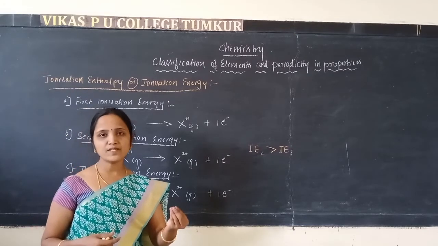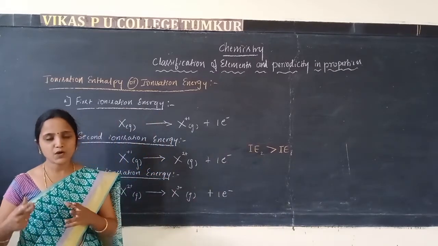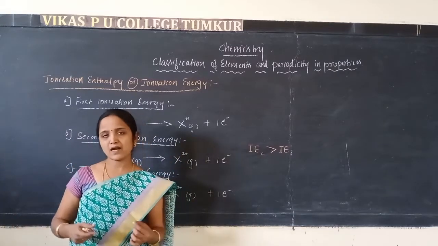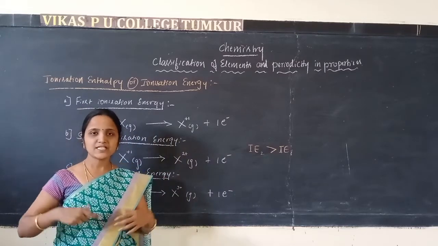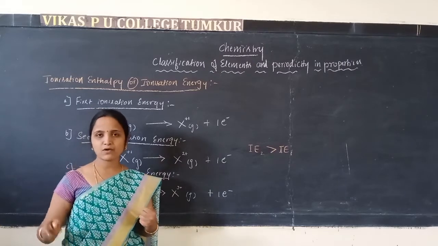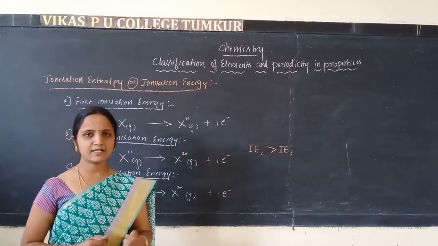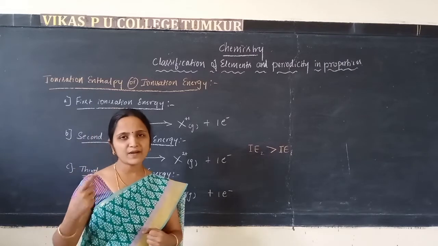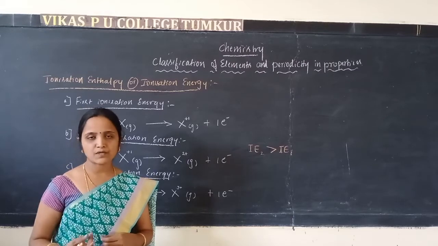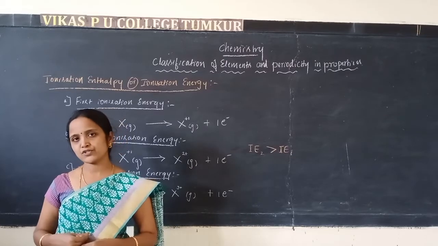That is, removal of an electron from the outermost shell needs more energy. Why does it need more energy? Because the force of attraction between the nucleus and the outermost electron increases, that is, it binds strongly. The electrons in the outermost shell are strongly bound by the nucleus. When they are bound strongly, more energy is needed to remove that electron. Therefore only the second ionization energy is greater than the first ionization energy.